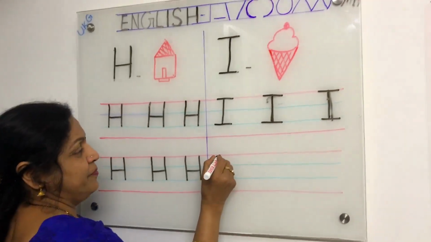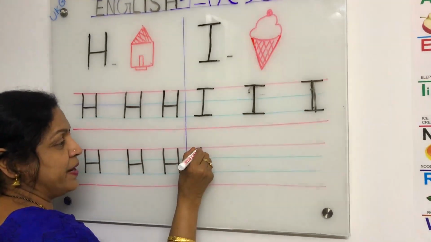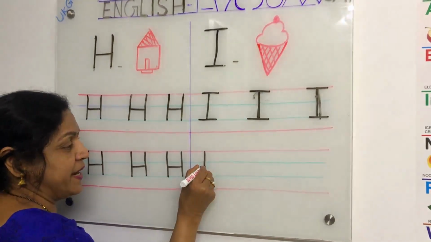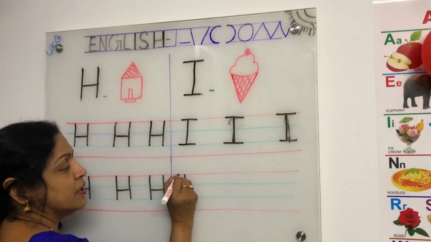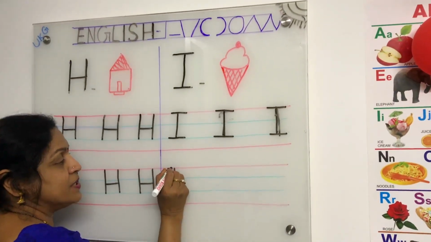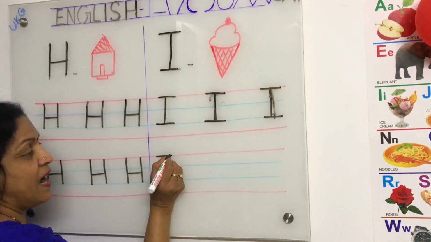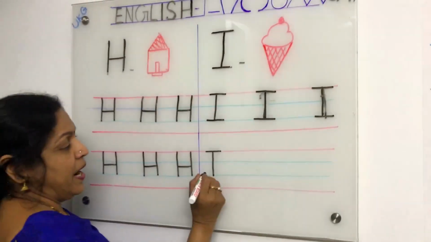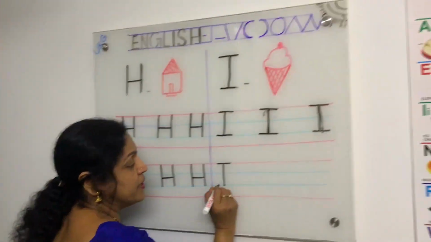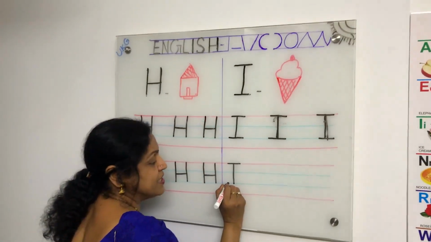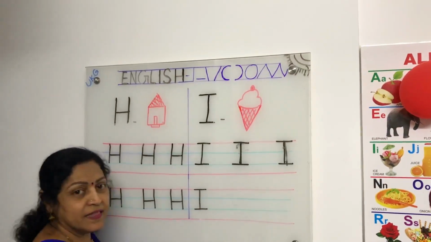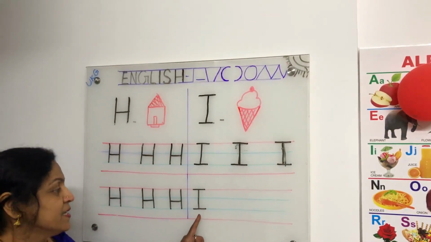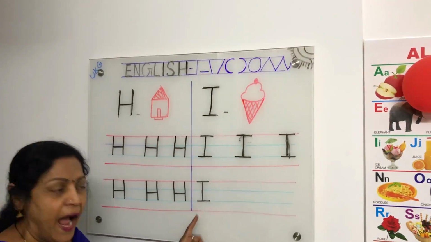Okay, children? See. Standing line from red line to blue line. Go to top. Here, make a small sleeping line like this on the red line. And come to bottom. Here, make a small sleeping line on the blue line. Okay, like this. Okay. What is this? This is capital letter I.